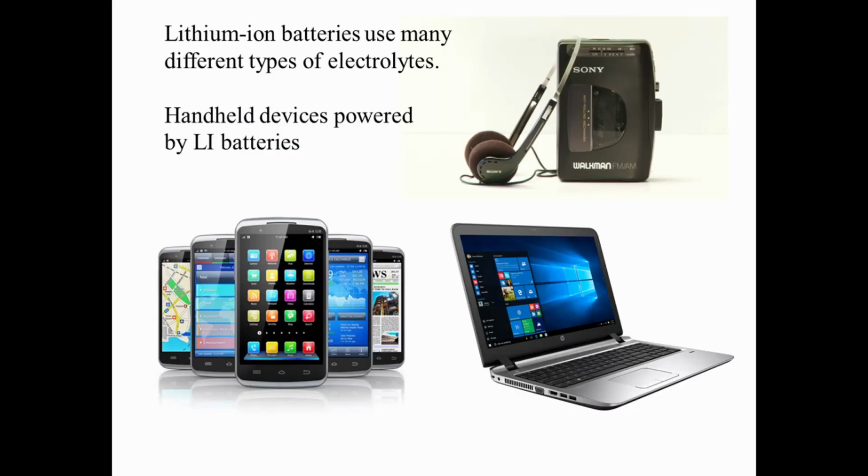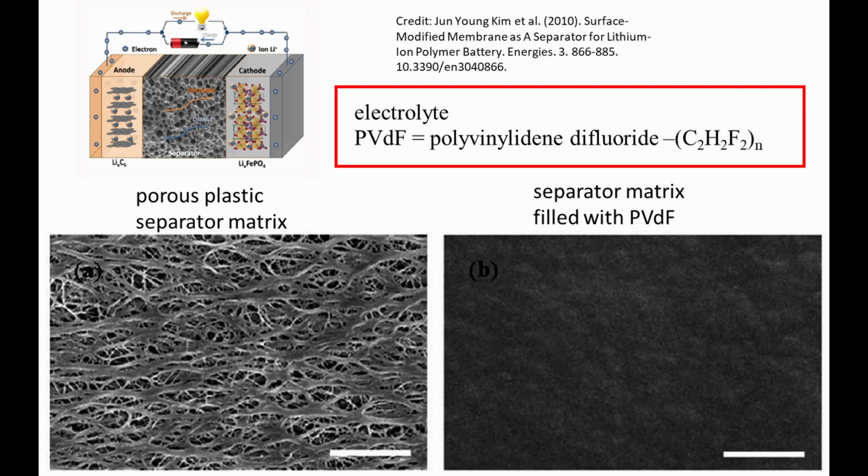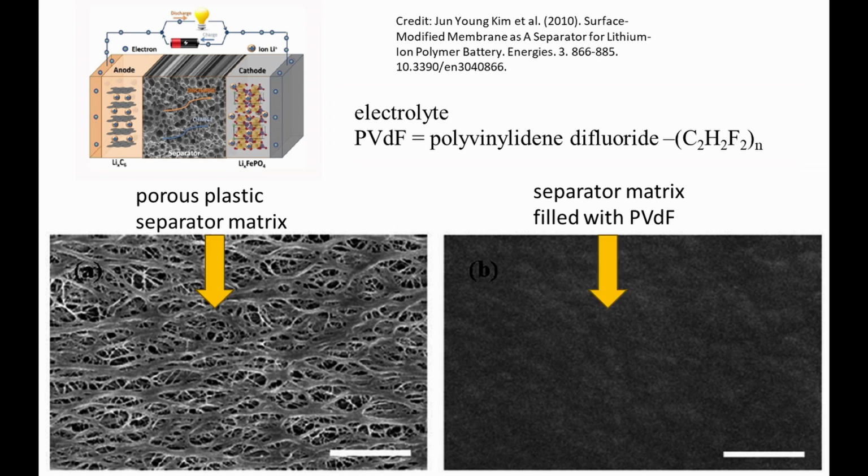Lithium-ion batteries use different electrolytes. Handheld devices use solid polymer electrolyte. One common polymer electrolyte is the polyvinylidene difluoride. Most lithium-ion batteries use a polymer plastic separator. The electrolyte is embedded in the separator matrix.